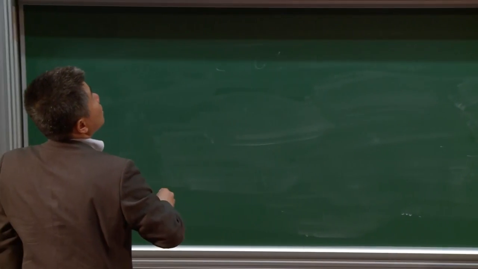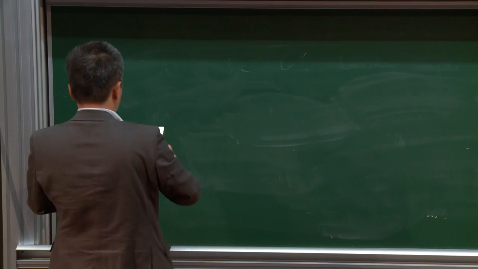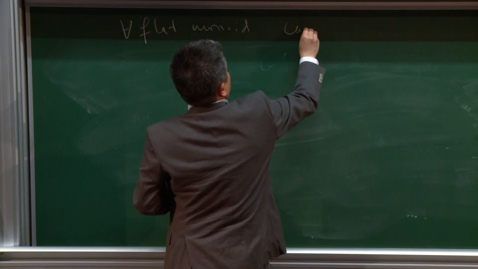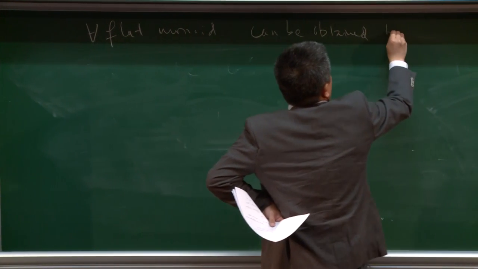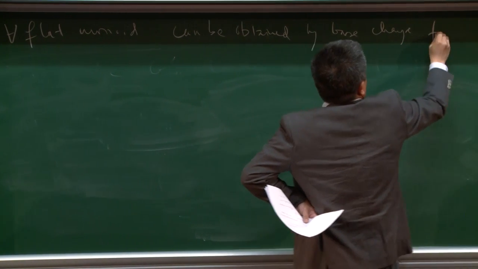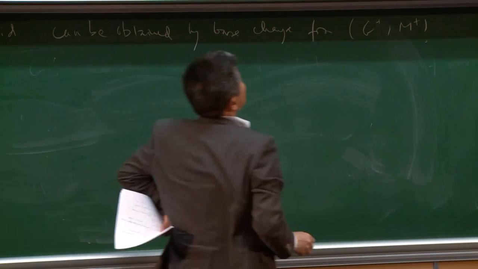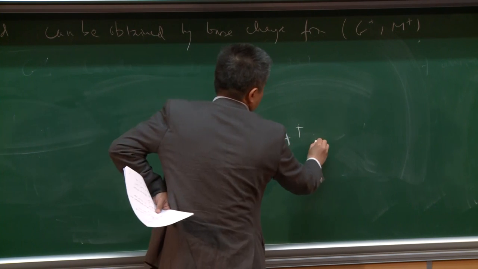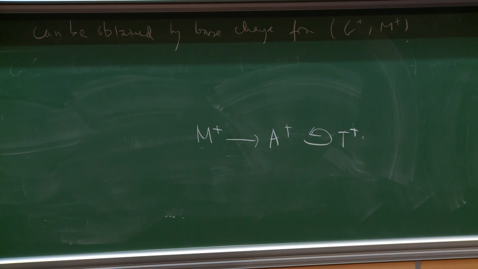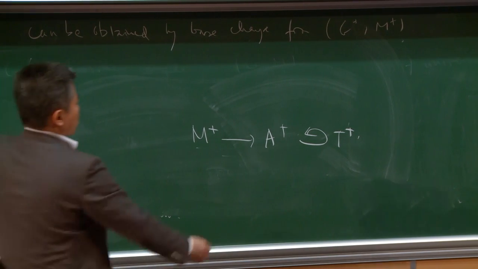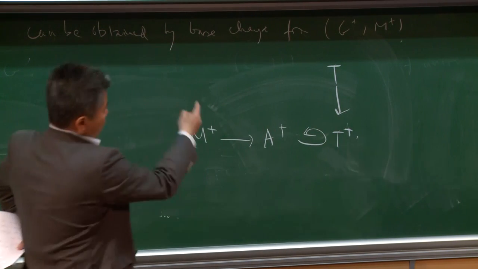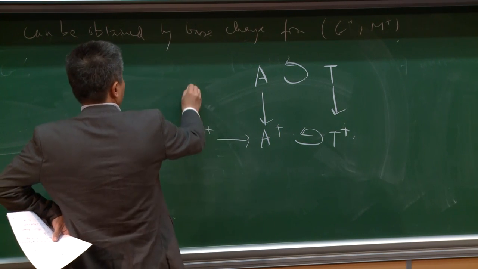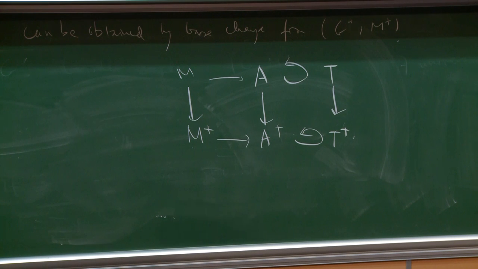So what Vinberg proved is that this is universal in the sense that every flat monoid can be obtained by base change from G plus and M plus. That means you just look at M plus going to A plus, which is acted on by T plus. If you want to construct another monoid, you just look at some homomorphism from a torus T to T plus. That can be extended to a morphism of toric varieties from A to A plus, then you base change. And that is the recipe to construct any monoid.